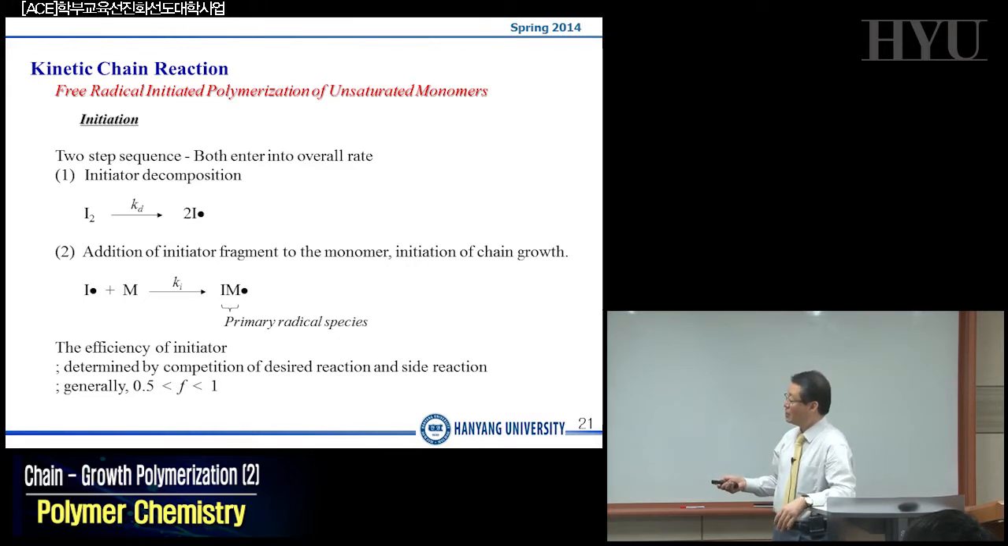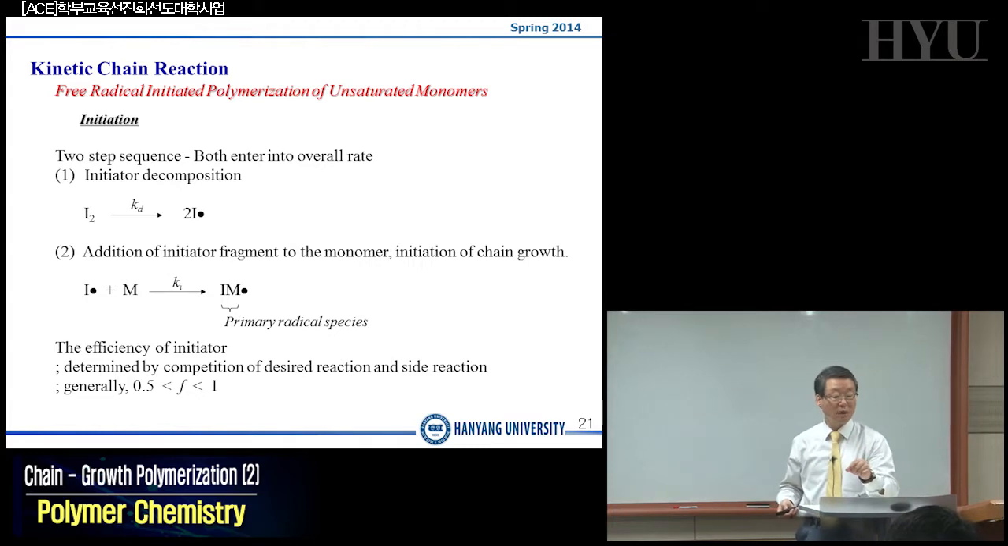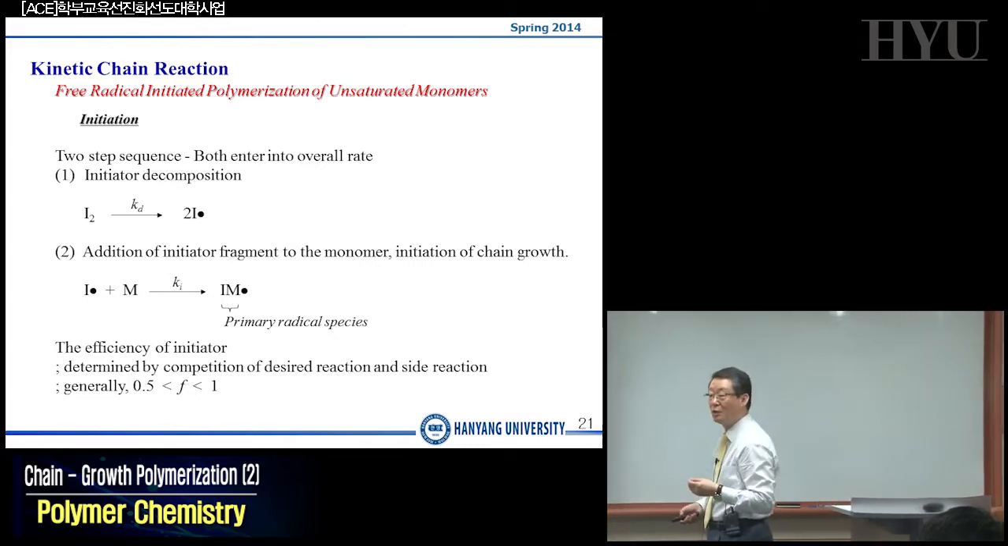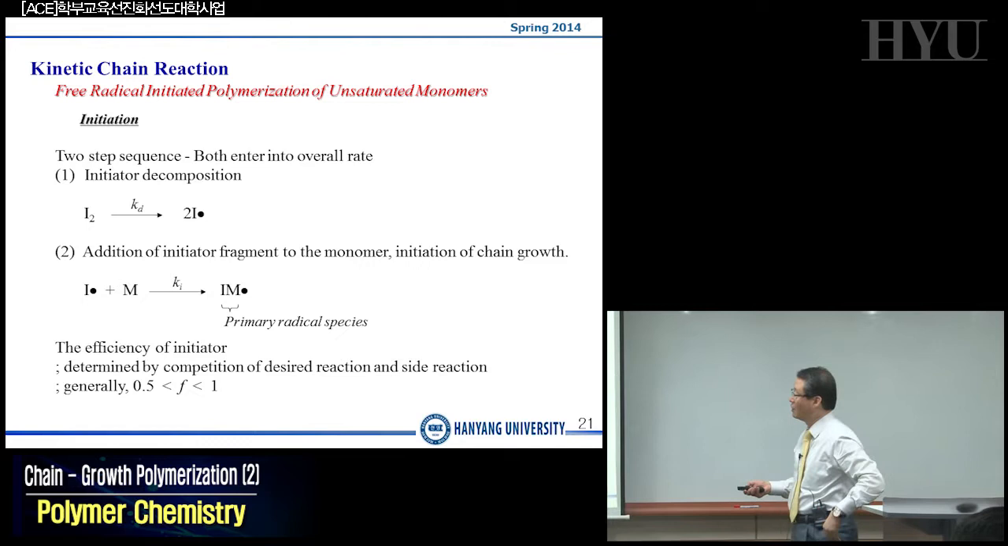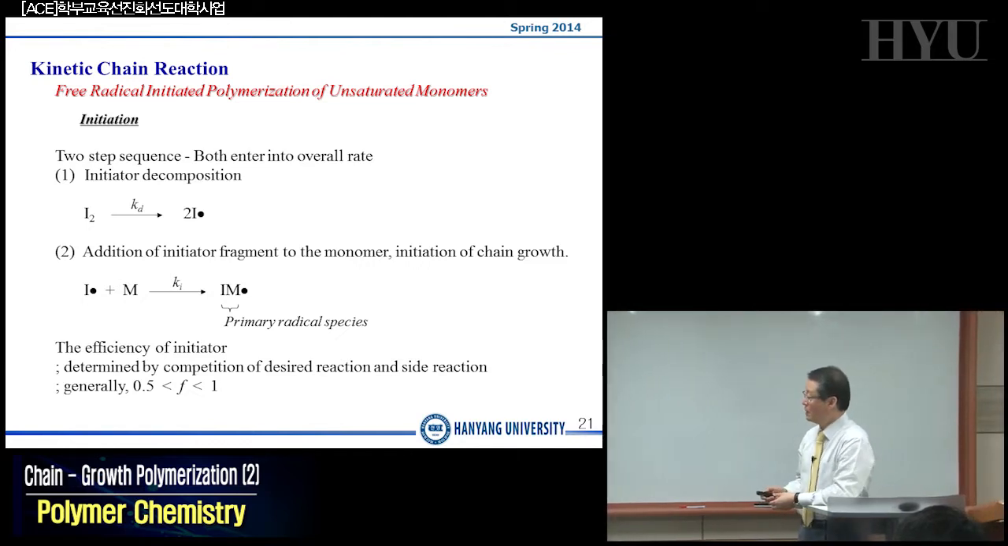And if you add the monomer here, then one of this initiator radical will attack this monomer to become primary radical species, and the initiation rate constant is described as Ki. And Ki, remember, is very small. It's about 10 to the minus 2 to 10 to the minus 4 liter per mole sec.